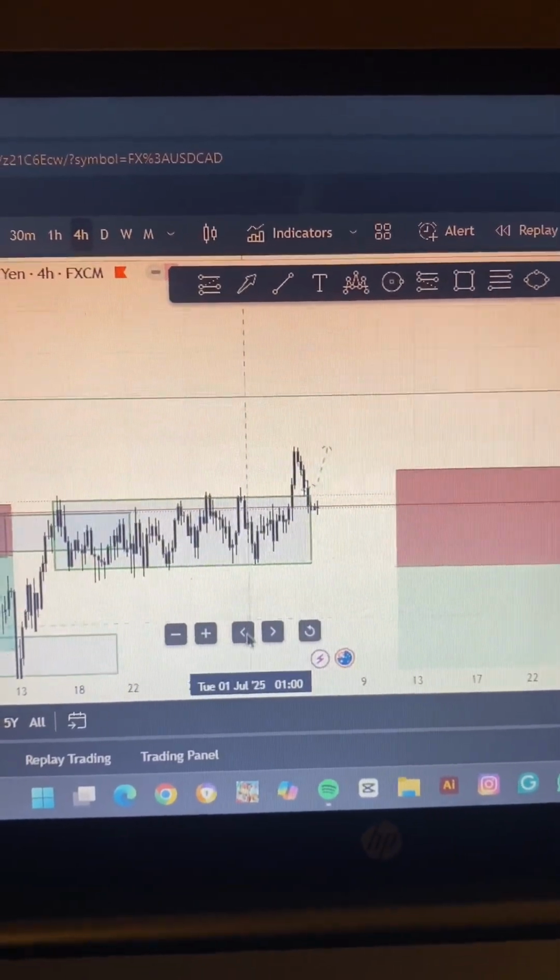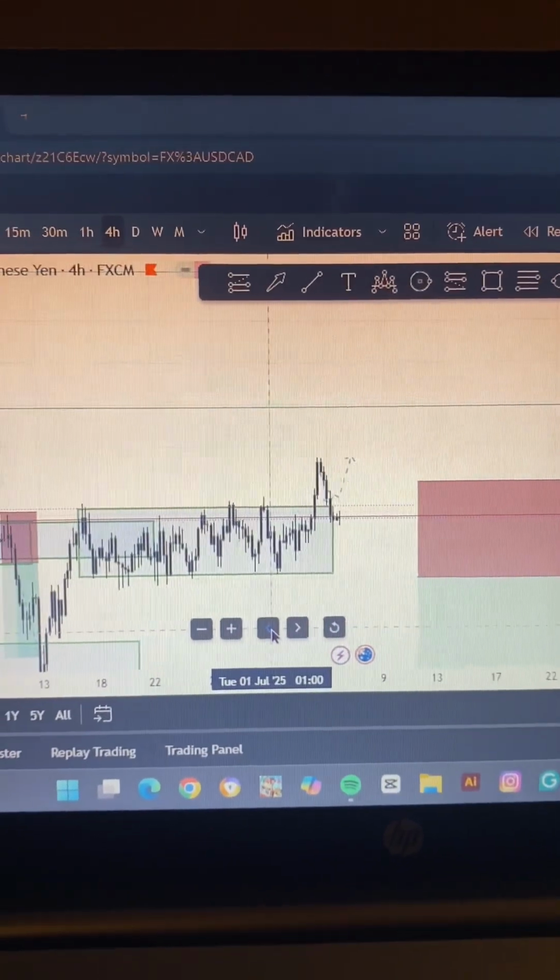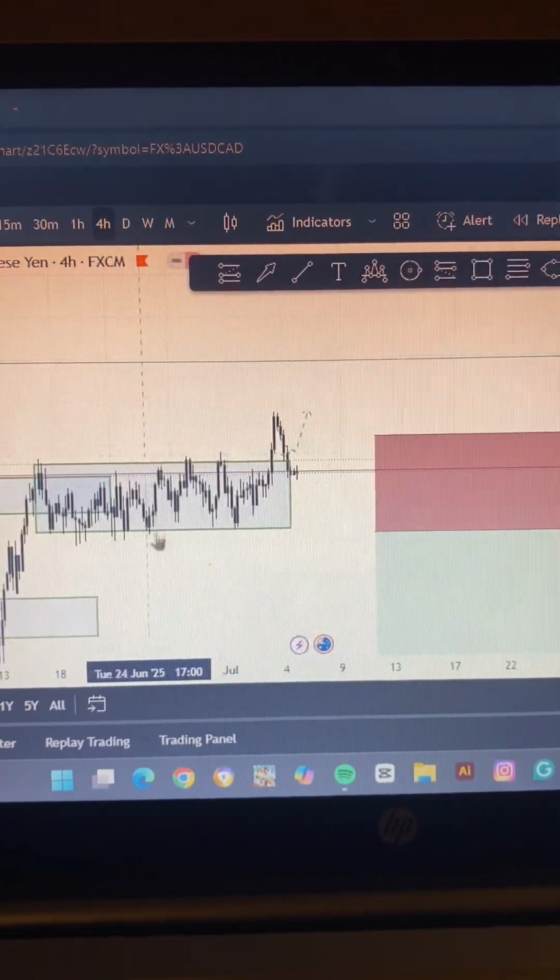So on AUD JPY, the first bias we had was sells. We were looking for sells.